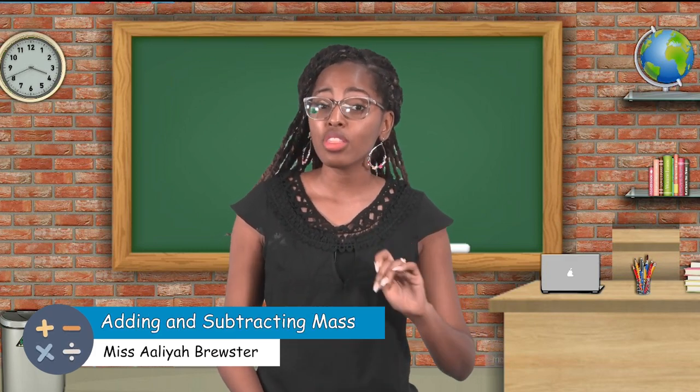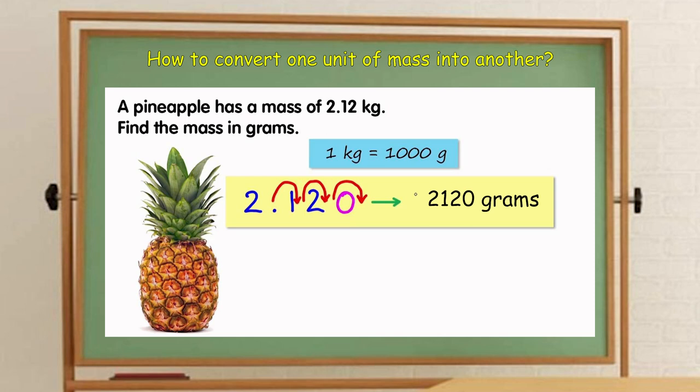There's also another method of conversion. Let's work another example to understand this. A pineapple has a mass of 2.12 kilograms. We have to find the mass in grams. So they're asking us here to convert 2.12 kilograms into grams. We know that 1 kilogram is equivalent to 1,000 grams. So to convert the two, we simply move the decimal point 3 places to the right. Okay? So right now the decimal point is between 2 and 1.